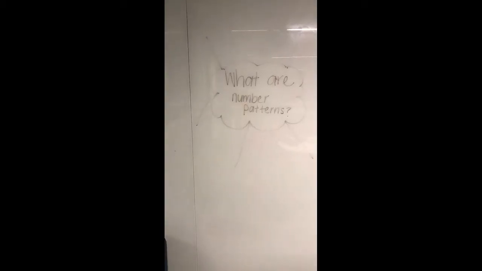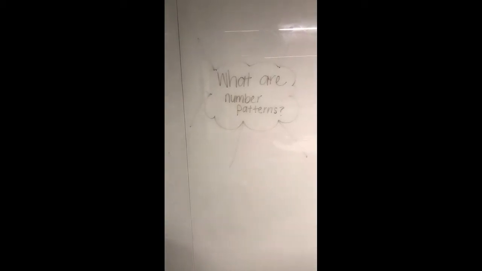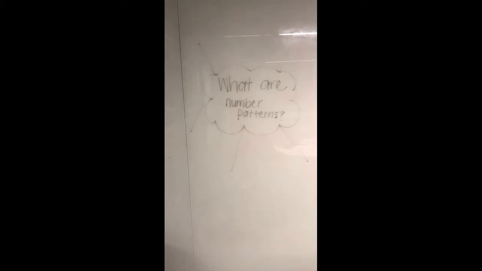So to commence this prior knowledge activity, a class brainstorm will firstly start by the teacher leading a discussion in posing the question, who can tell me what number patterns are? This question will be displayed on the whiteboard so students can visually see the answers as they are being brainstormed.